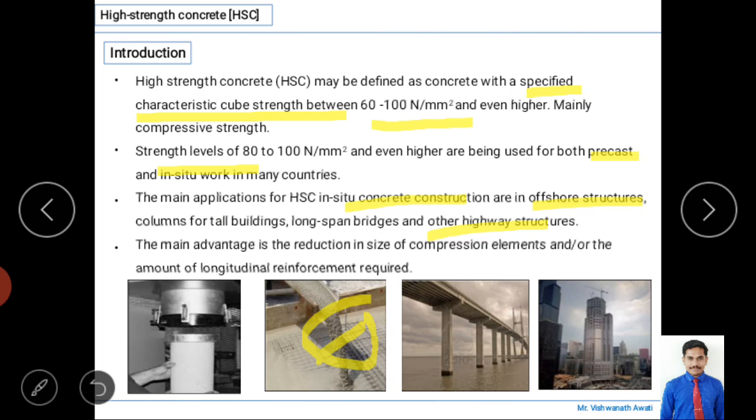Next are the main advantages of high strength concrete: reduction in the size of the compressive element, and reduction in the amount of longitudinal reinforcement required. So here the advantages are: one is reduction in the size of the structure, as well as reduction in the steel requirement.